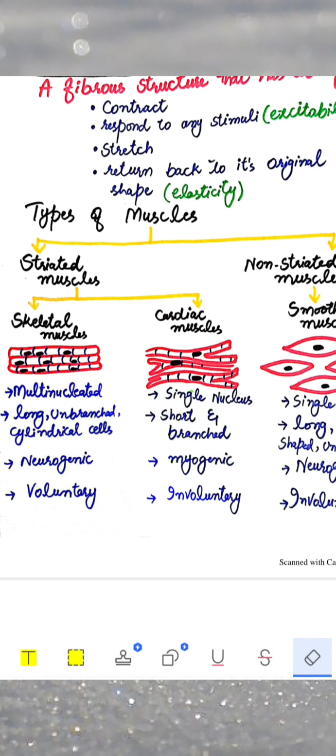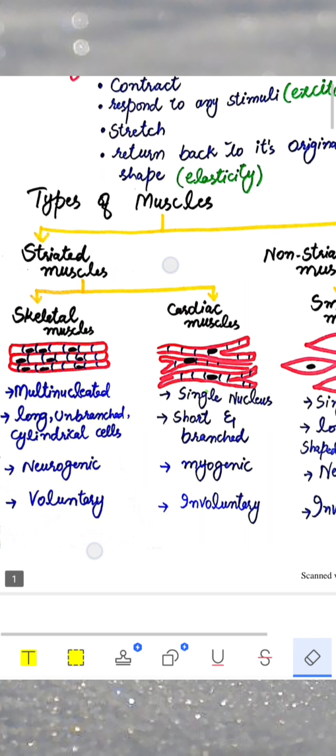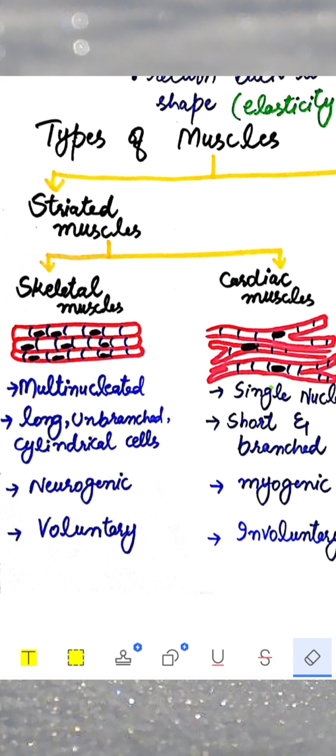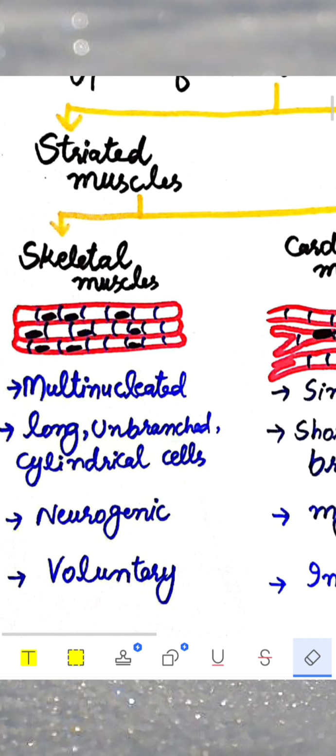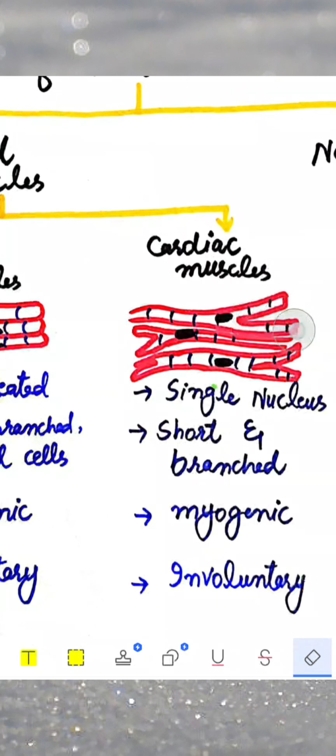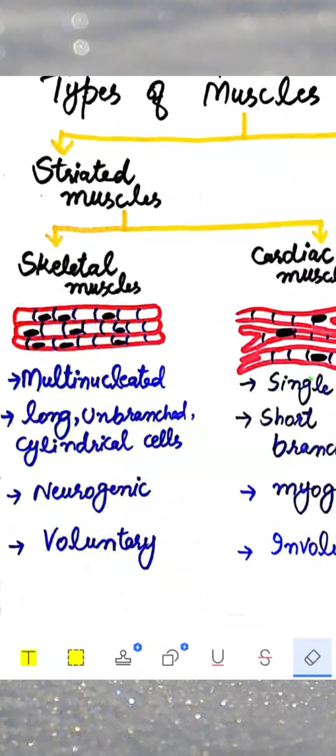Okay, now when we see the structure of the skeletal muscles, you can see these are long and cylindrical, and these cells are not branched at the end. You can see some branches are found in the cardiac muscle cells, but these type of branches are not found in the skeletal muscle cells. So these are long, unbranched and cylindrical cells.